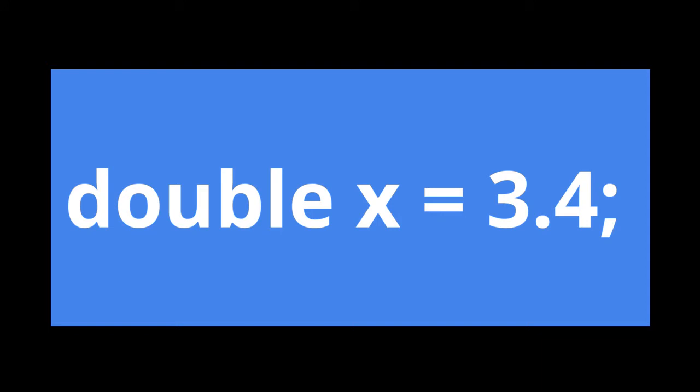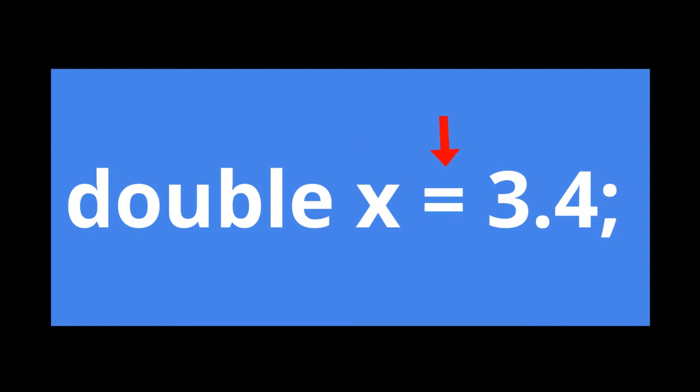Here's an example. Double x is equal to 3.4. So let's take a look at this example and then break down what each part means. The first part, double, is telling the computer that this variable is a double variable and can only be set equal to a mixed decimal. The next part, x in this case, is the name of our variable. Just like with ints, it can be named anything you want as long as it's not a standalone number.